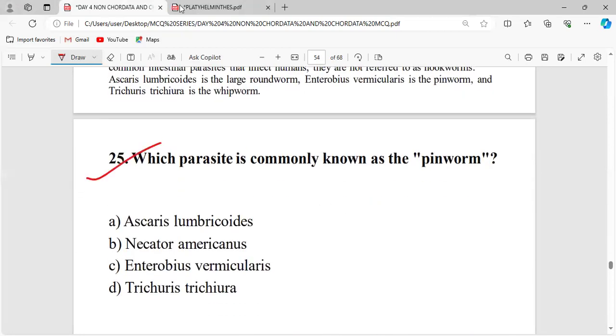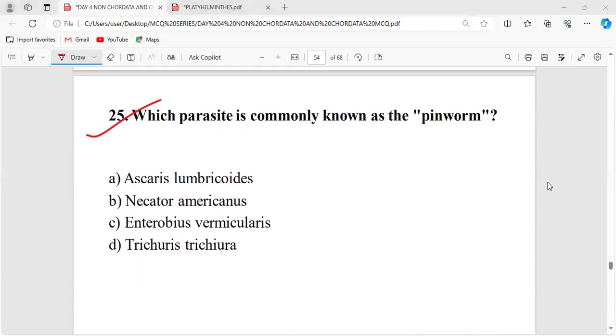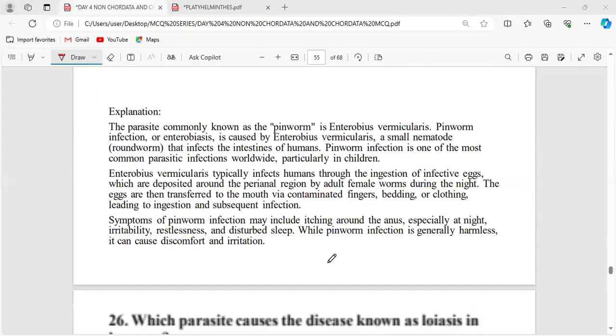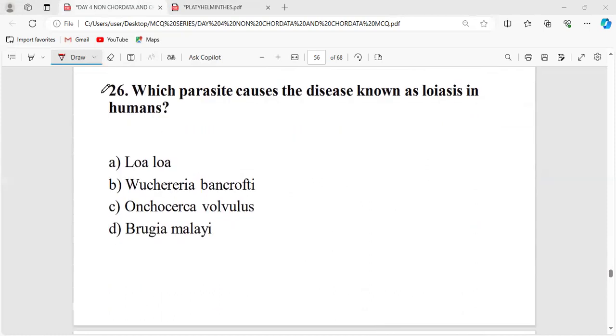Now, which parasite is commonly known as pinworm? Very good. No point in explaining this question. Enterobius vermicularis. Okay, this is the correct answer. And which parasite causes the disease known as loiasis in humans?